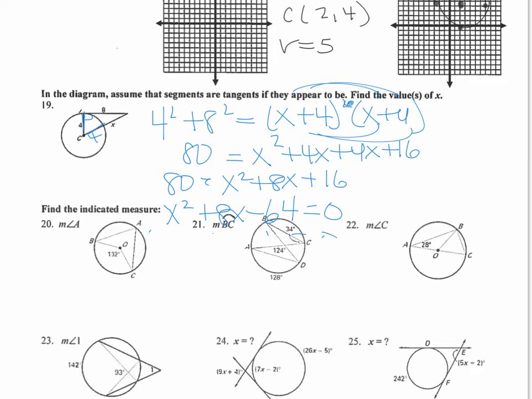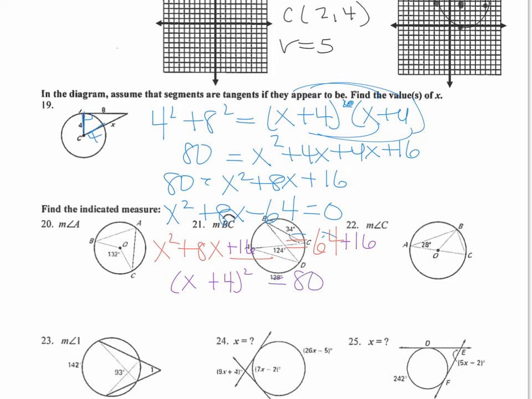So you have two choices, my friends. You may either do the quadratic formula, or you may complete the square. I like completing the square, so I'm going to complete the square. Put all my variables on the left, put all my constants on the right. Complete the square. Half of 8, 4, square it, 16. Factor. X plus 4 squared equals 80.